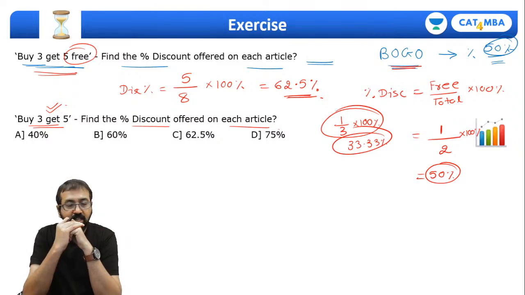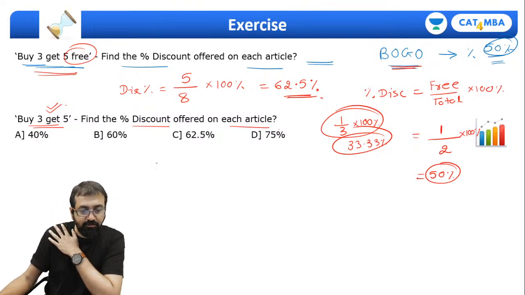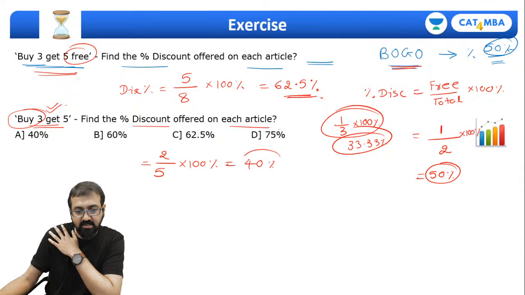Jagdish, that's incorrect. 60% is incorrect. See, you are getting total 5 garments and out of them 3 you bought and you got 2 free. So percent discount is 2 by 5 into 100%. It will come out to be 40%, guys.